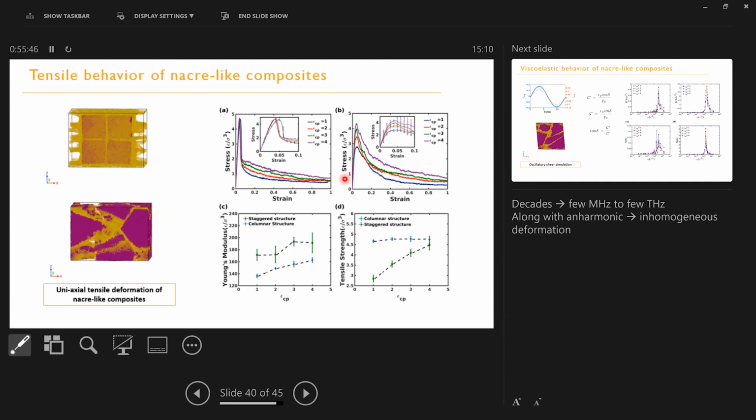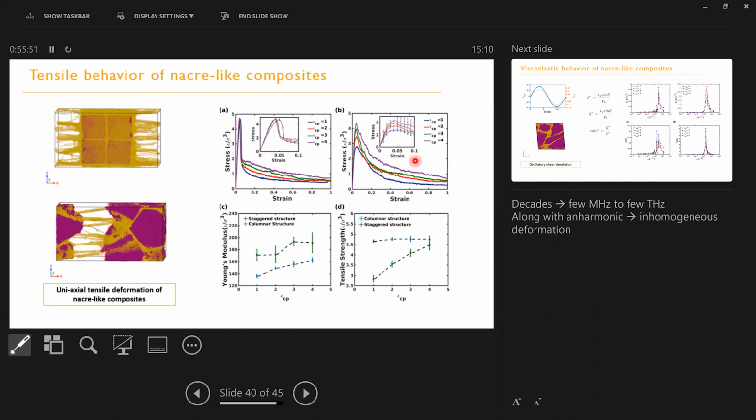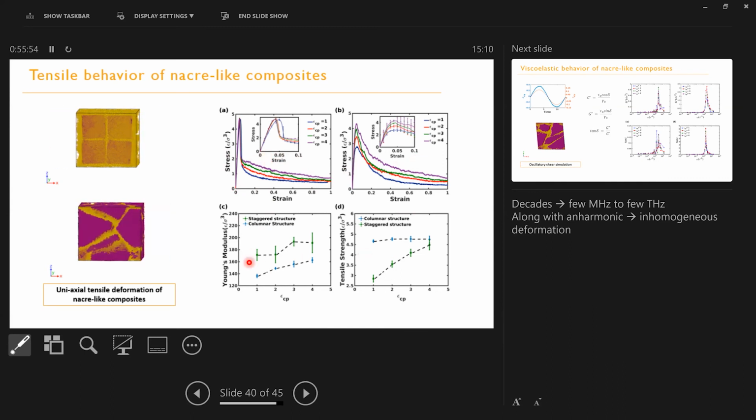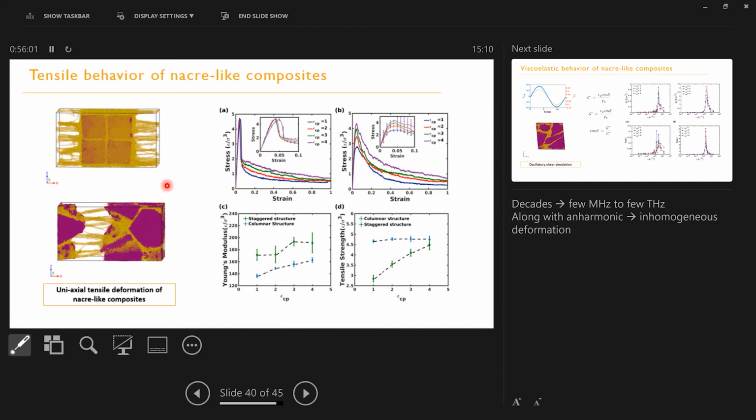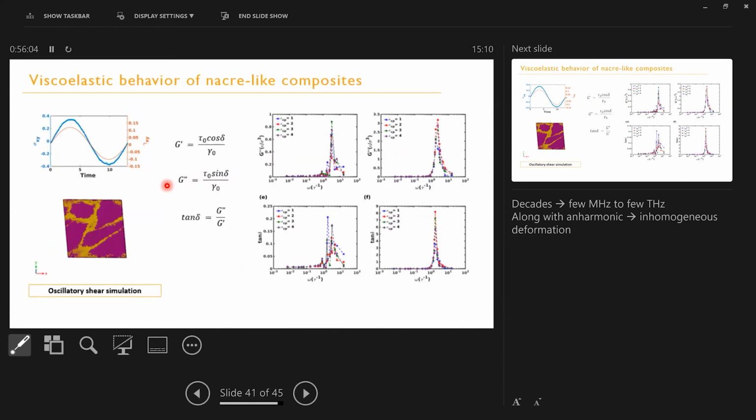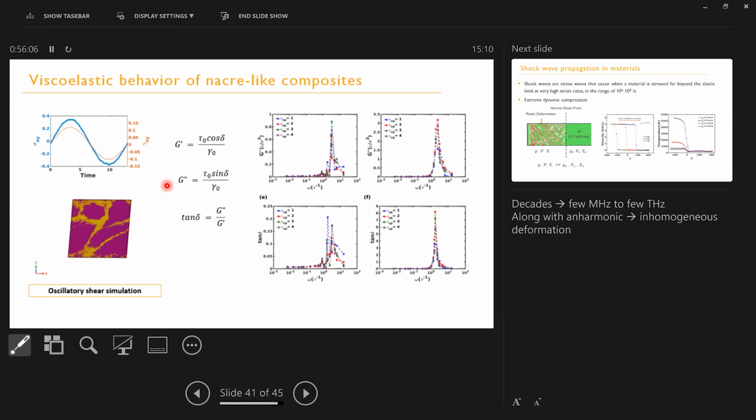This is the stress strain curve for the ordered structure and the staggered structure. And it's also showing different Young's moduli as a function of interaction strength and so on. So all this contrast is coming just because of the way these composites are arranged. We also studied the viscoelastic properties of these composites by applying an oscillatory deformation. And here again, we could see that the storage and loss moduli are completely different for the two structures. Okay? It depends whether these mineral phases are ordered or completely staggered.